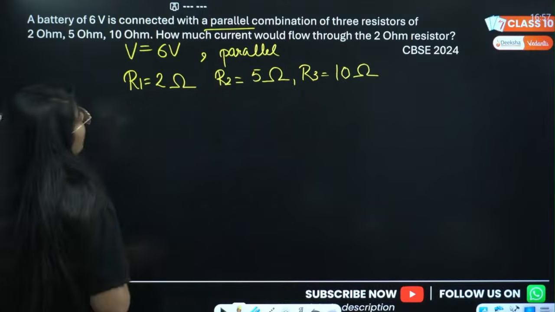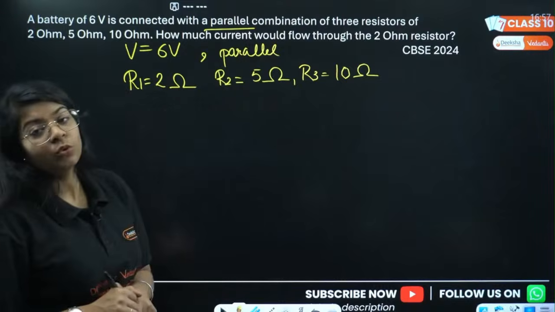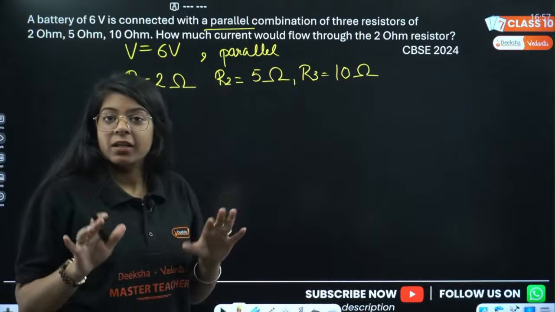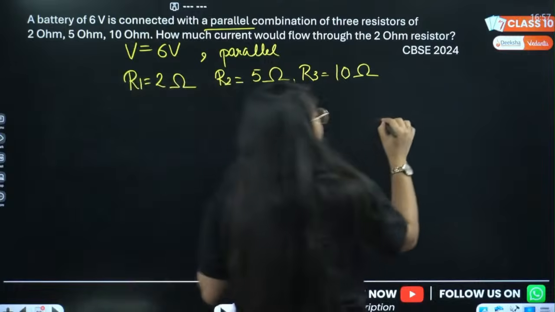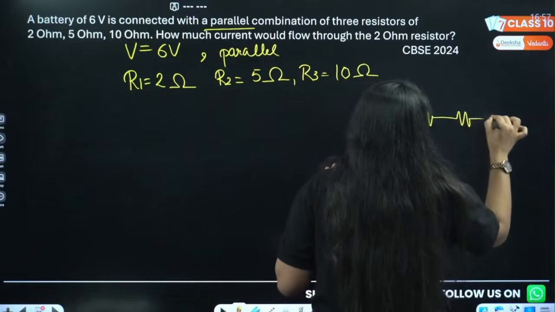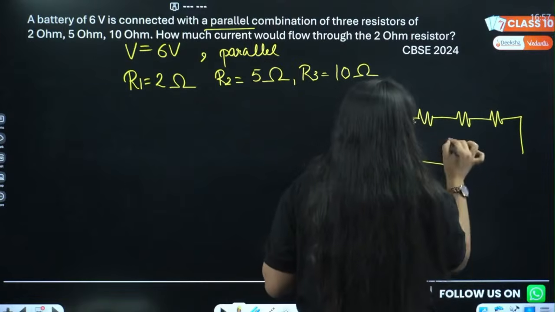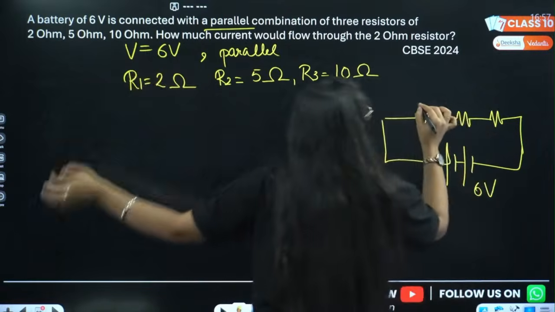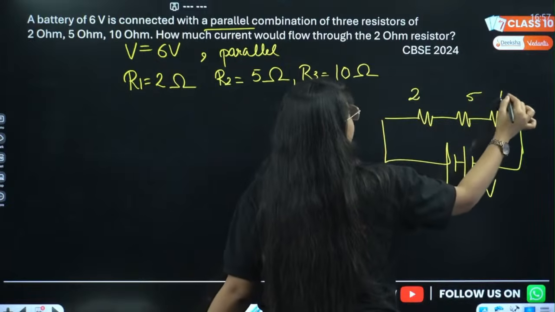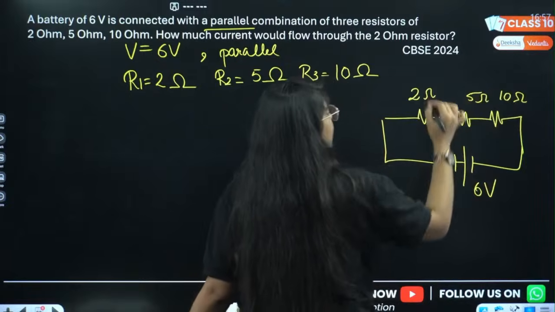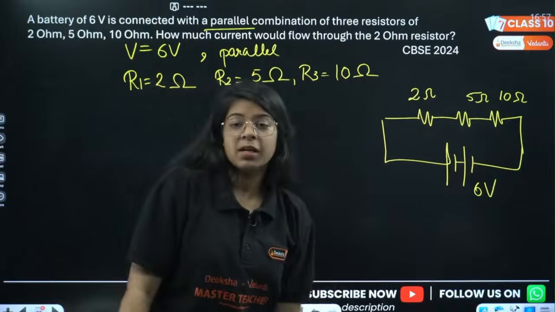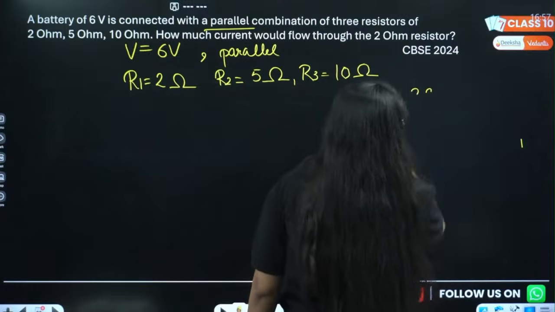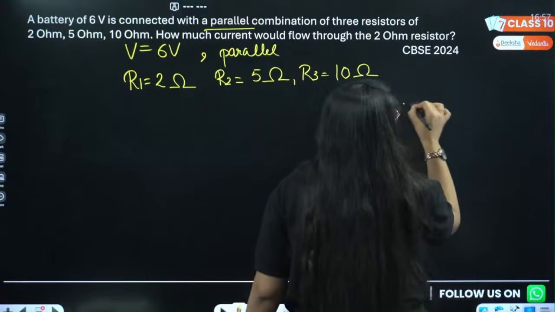Chalo. Now they have asked how much current would flow through the 2 ohm resistor. Now if you find any difficulty in thinking about this numerical, what you have to do? You have to draw the diagram first. When you draw the diagram, you get a visualization of what is actually happening. We have 3 resistors, 2 and 5 ohm and 10 ohm. They are connected in series, and a voltage of 6 volt. Arre, they are connected in parallel. Okay, my bad. They are connected in parallel.